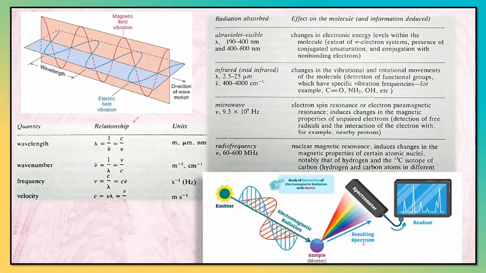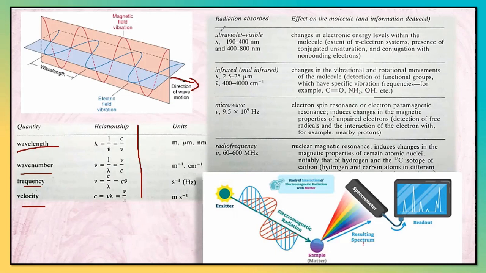Okay, now as you can see, the top one, the red one, is the magnetic field, the blue one is the electric field, and this particular direction is the direction of propagation of the wave. Okay, now wave number, wavelength, frequency and velocity have quite common relationships: lambda equals 1 by wave number, wave number equals 1 by lambda, nu equals c by lambda, c equals nu lambda. Okay, so all are interrelated, all are interconnected, right?